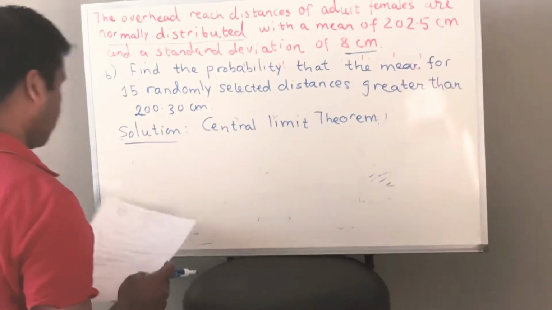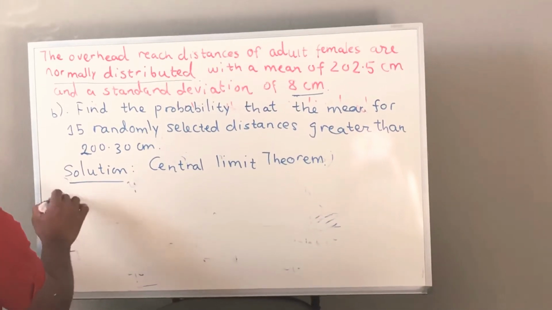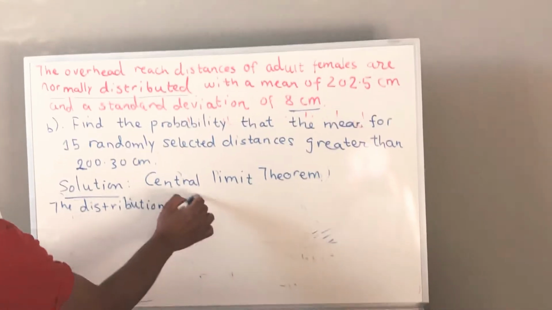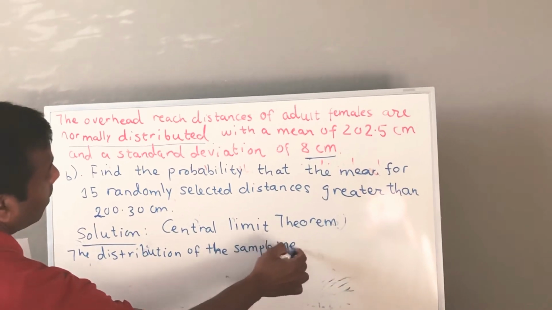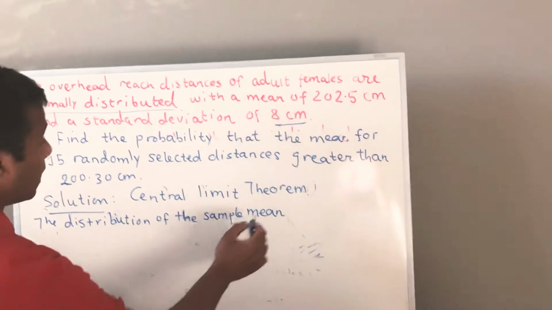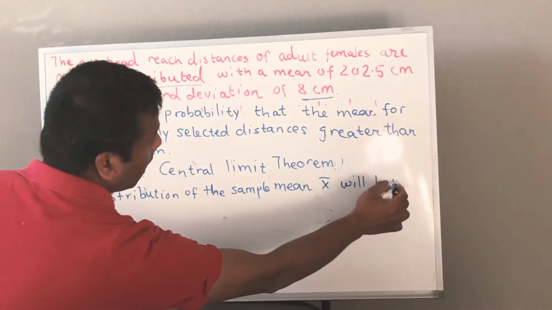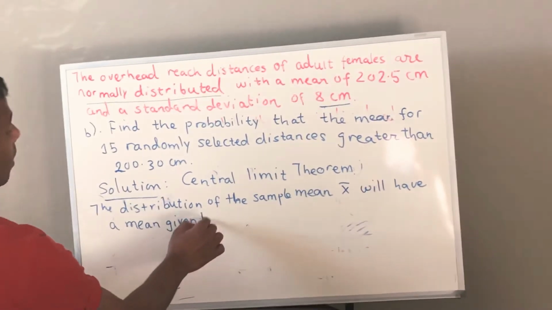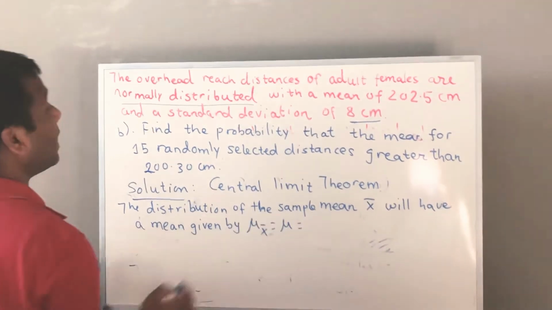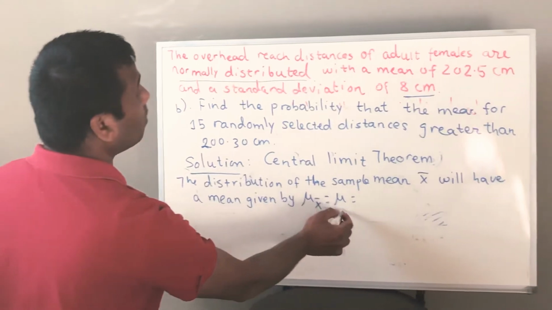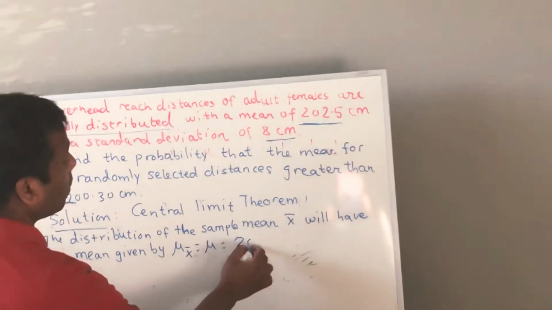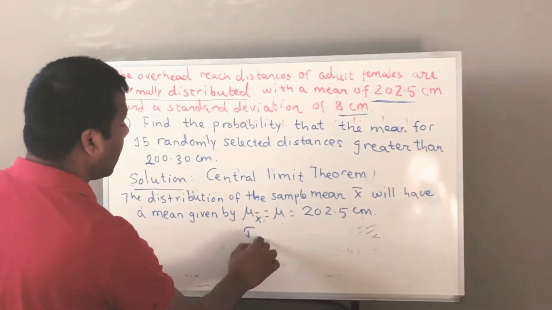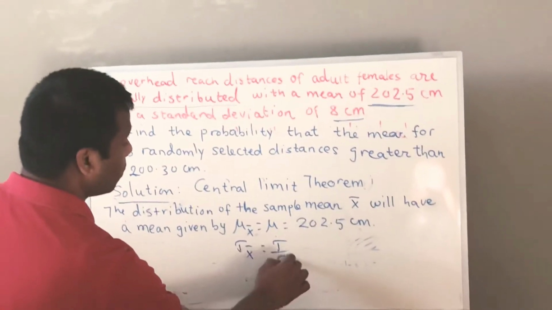According to this theorem, the distribution of the sample mean x bar will have a mean given by mu x bar equals mu. In this case, your mu x bar is equal to mu, which is already given in our problem, which is 202.5 centimeters. And the standard deviation is given by sigma x bar, which is sigma over square root of n.